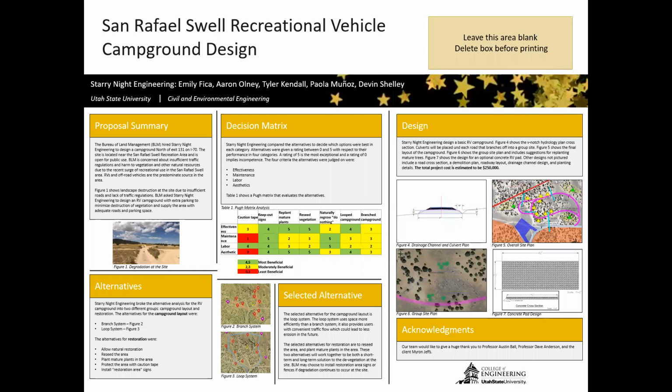So Starry Night Engineering decided to go with a loop campground style layout. This is shown in figure 5. The other option was to do 3 different campsite roads that split off of the main Buckhorn Draw Road, as shown in figure 2. With 3 different roads splitting off of the main road, the large group campsites would be at the end of the roads, and the individual campsites would be on the side of the roads as you work down towards the group sites.